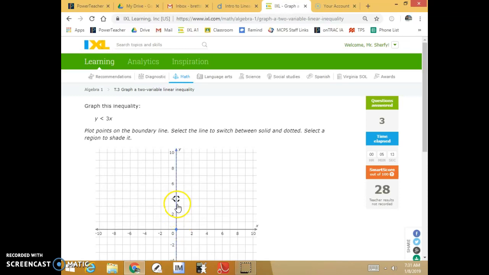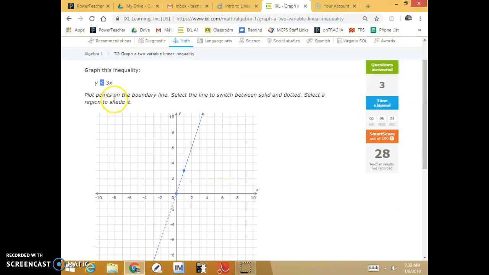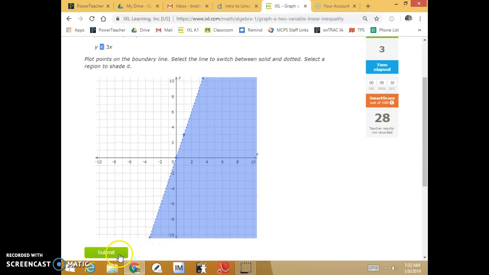So I'm going to go up 3 and to the right 1. So there's my slope. However, the difference is that this does not have an equal to, so it needs to be a dotted line. And I need to again shade below the line. And so because it's a less than symbol, I'm going to shade below the line or down from the line. And that would be this area here.